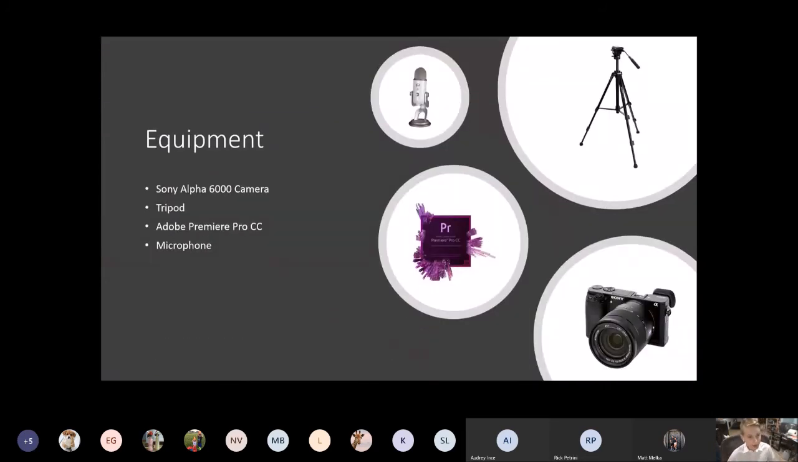The equipment I used for this project: I used a Sony Alpha 6000 camera. I used a tripod for steady videoing. My editor was Adobe Premiere Pro CC. And my microphone was a Blue Yeti.